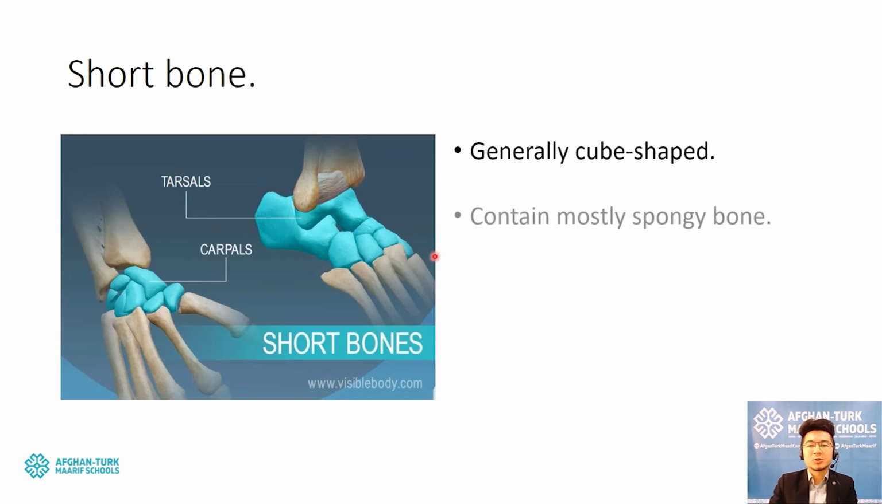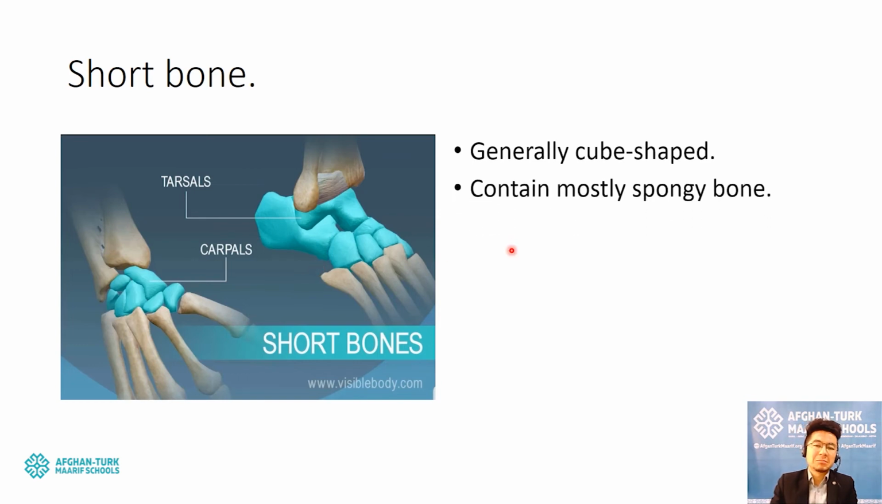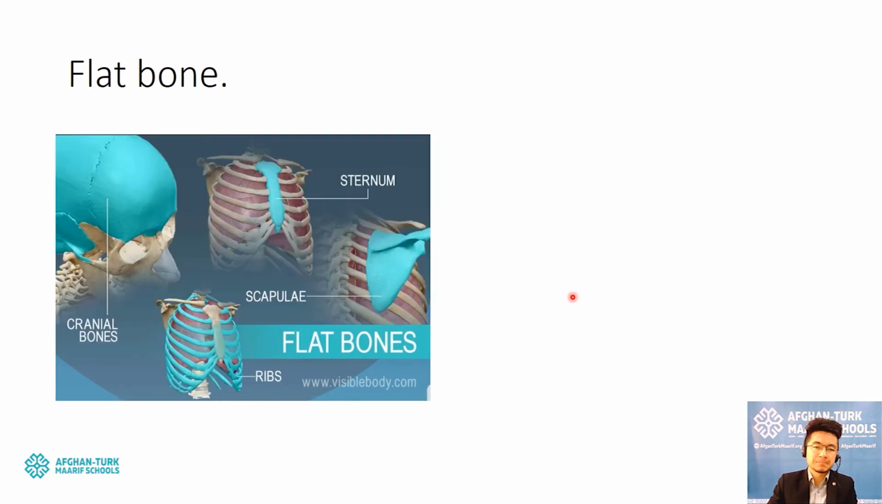Short bone. Generally they are cube shaped, and they are made of spongy bone because they don't need to be very strong, and they are mostly present inside the joints. For example, our carpals and tarsals.